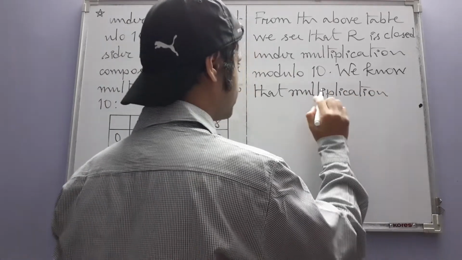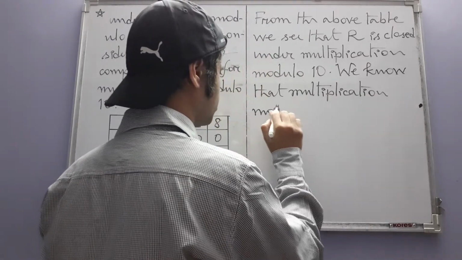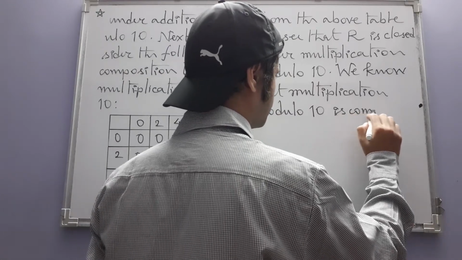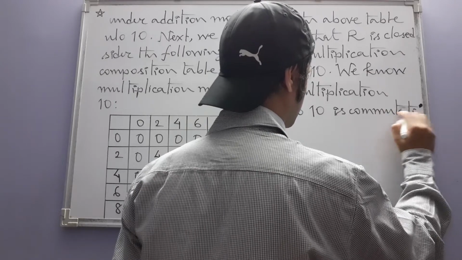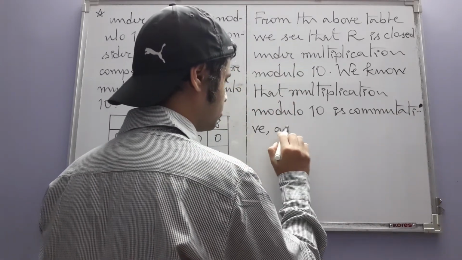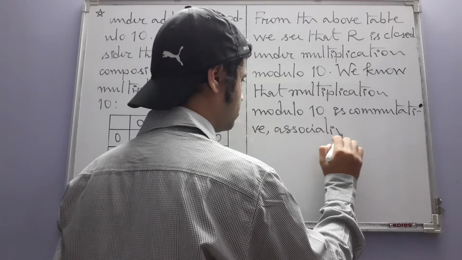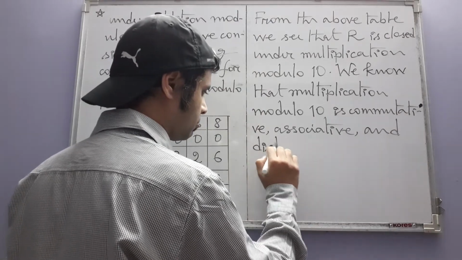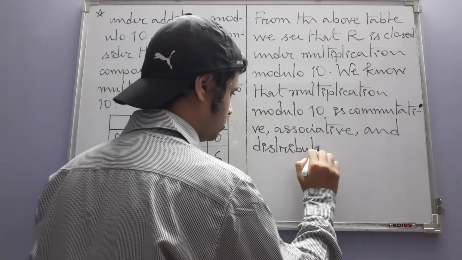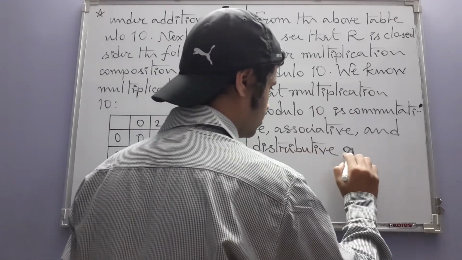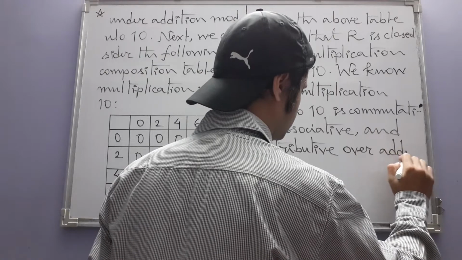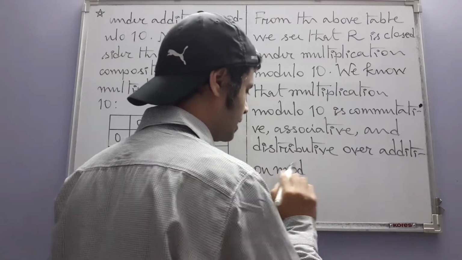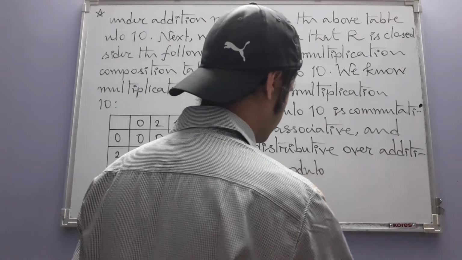But there is something else also. Multiplication modulo 10 is commutative, associative, and distributive over addition modulo 10.